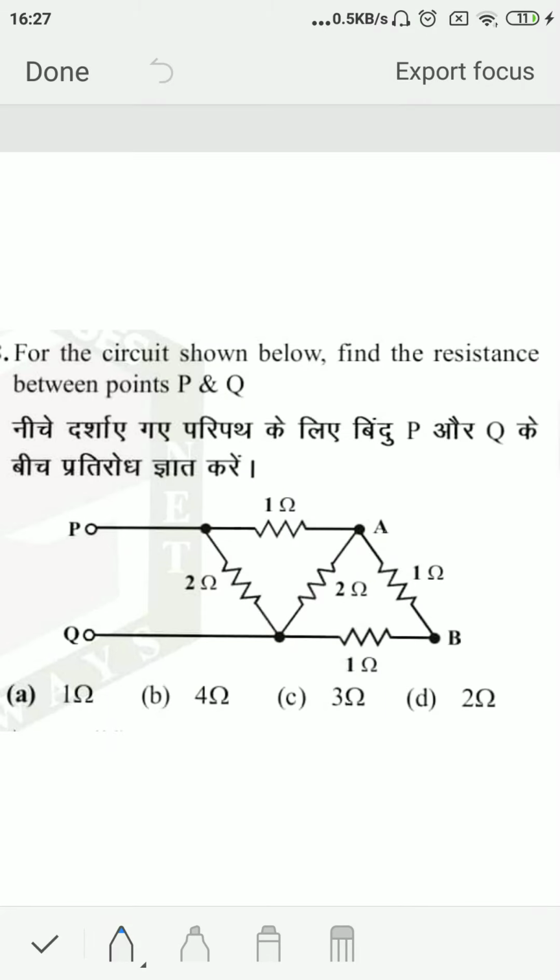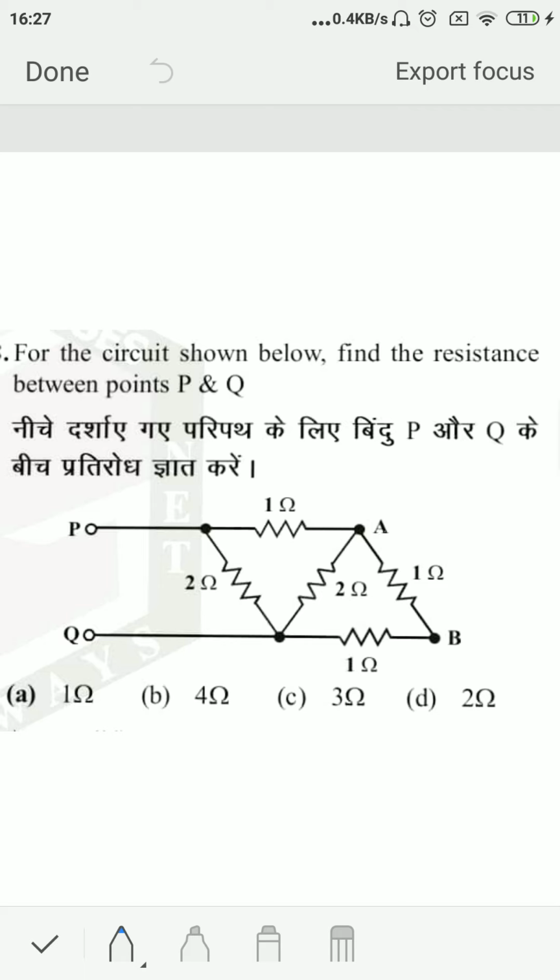Hello, today I am going to solve this question as shown in the figure. This was asked in SSC JE 2015. They asked what will be the equivalent resistance across the points P and Q.